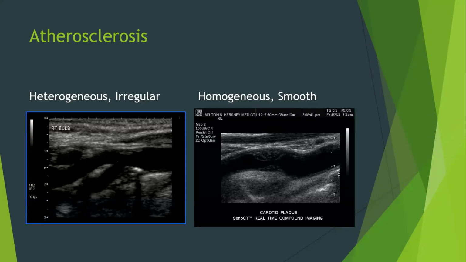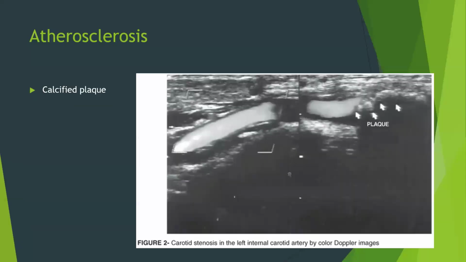Homogeneous, smooth plaque in the other picture here, it is all smooth. It's very homogeneous and a little bit hard to see, especially that bottom part. So that would be described as homogeneous or smooth plaque. And then we have our calcified plaque here.